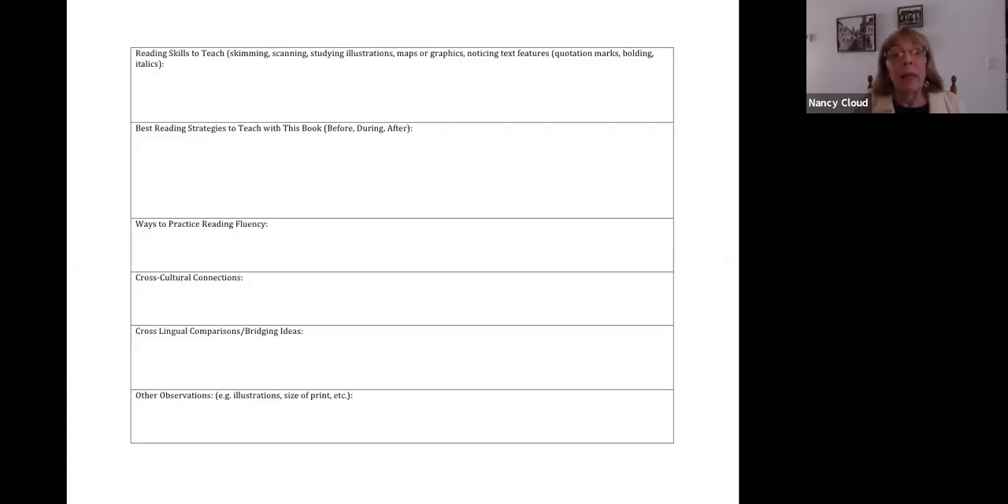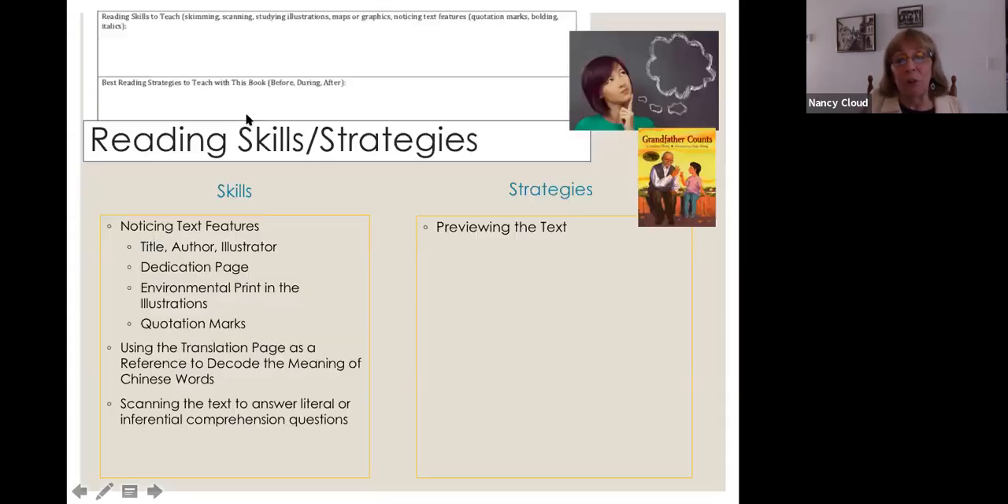And the next 2 boxes, I think you will find easy to fill. What reading skills could you teach? What reading strategies you could teach? And so I'm just going to make quick mention of them. So on reading skills and strategies, I listed some. Can you list one more skill you could teach with this book? Just one more reading skill you could teach beyond the ones that I listed in the box.